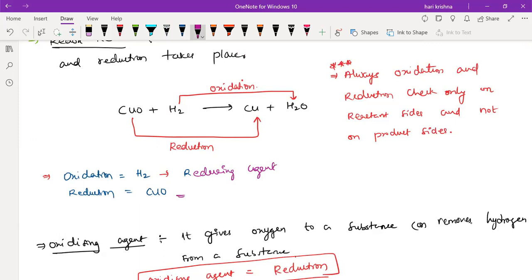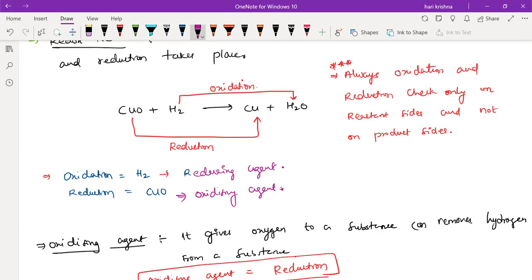Agent means what? It will work for others, right? It will not work for its own self. It will work for others. So CO is the oxidizing agent. CO is working for the H2 to get oxidized, and H2 is working for the CO to get reduced. That's why the reducing agent is oxidation, and the oxidizing agent is reduction.